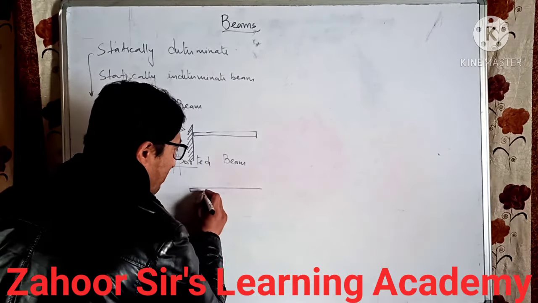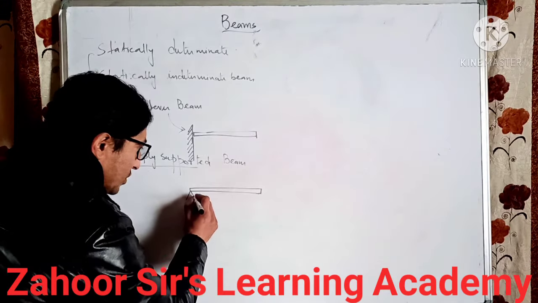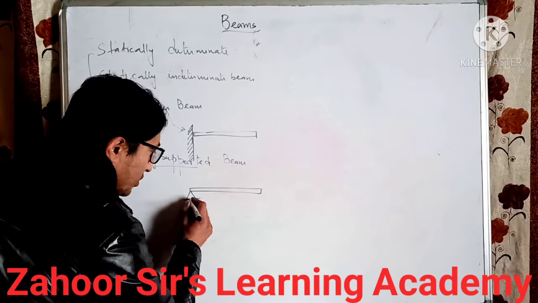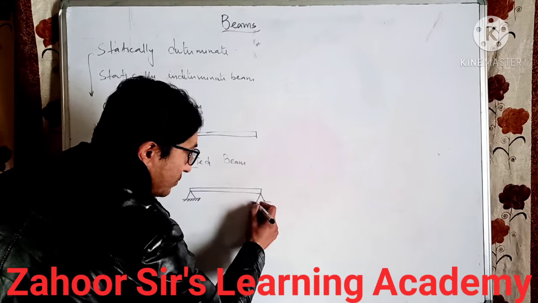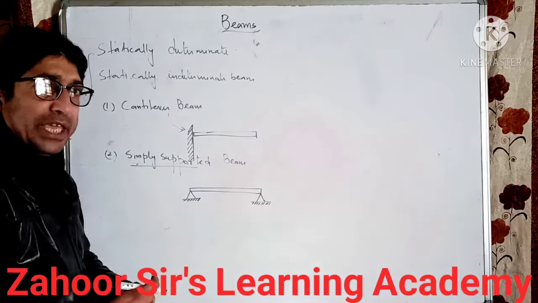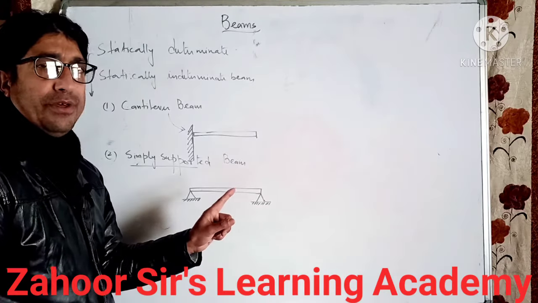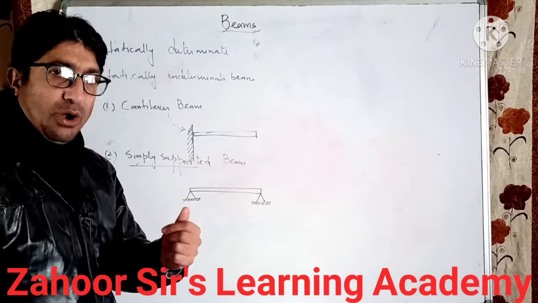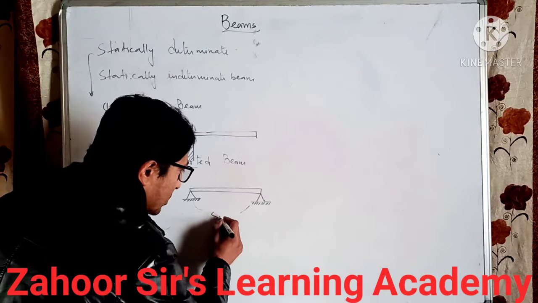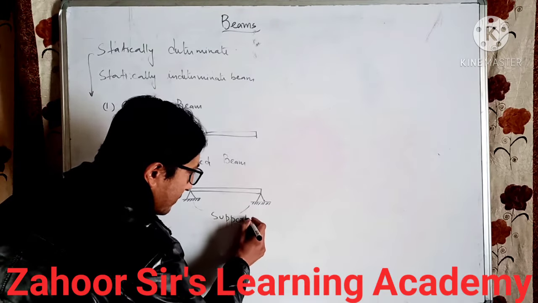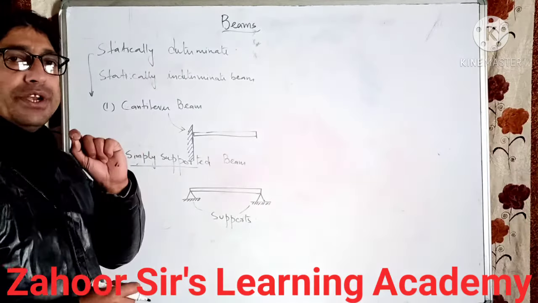So this is a beam, and two supports beneath. This beam is resting on two supports. A beam whose two ends are supported on two supports is called a simply supported beam. So these two are the supports.